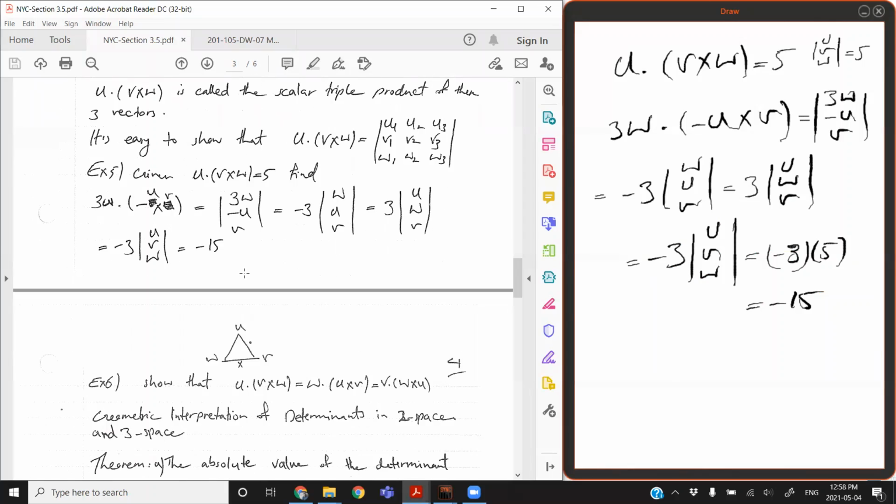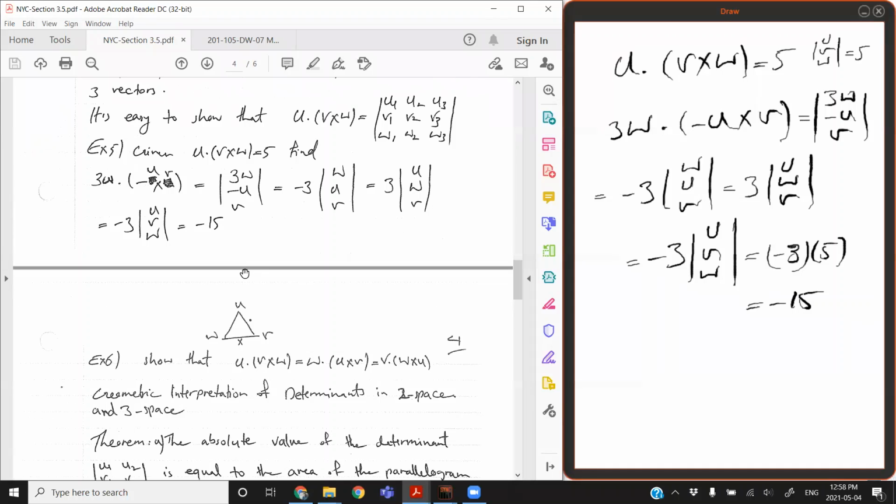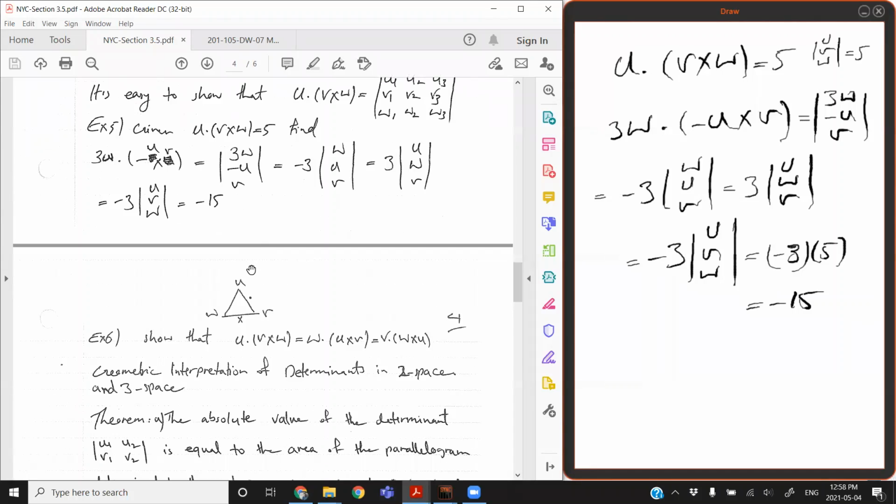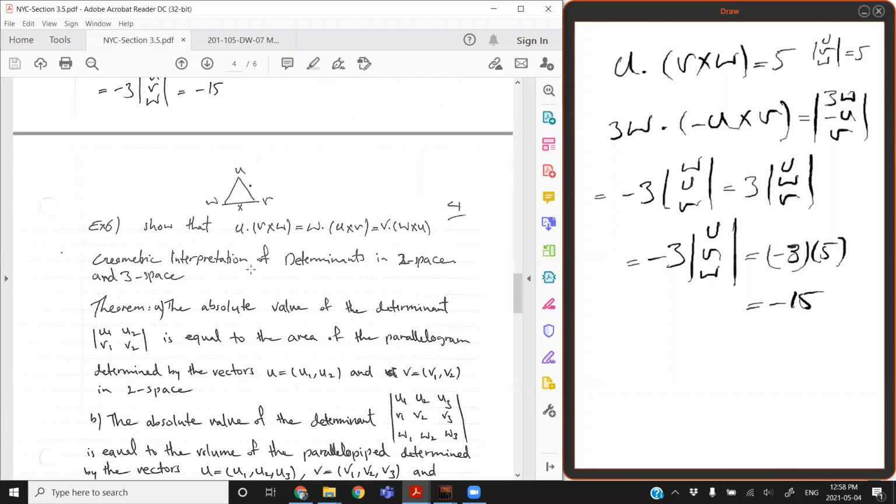Any questions? So next example, it says show that.